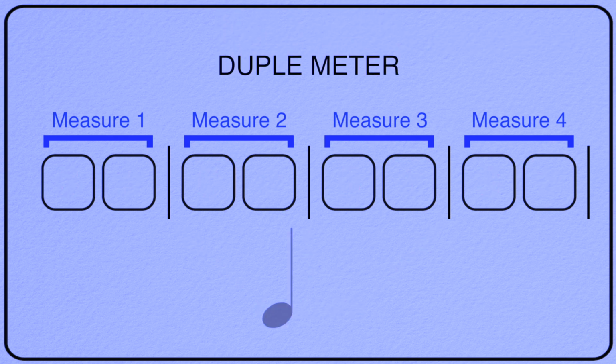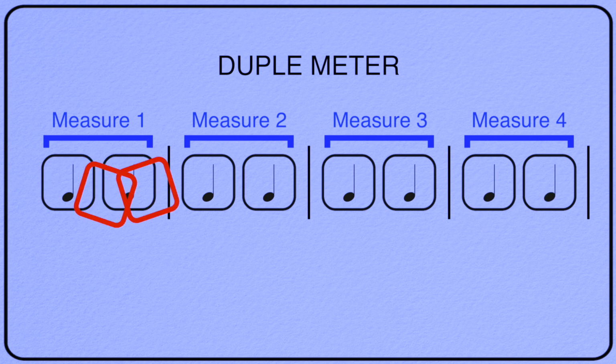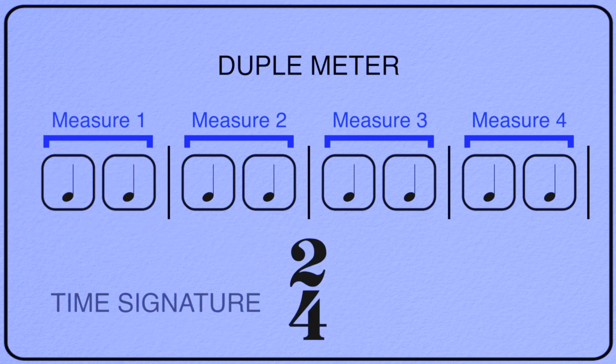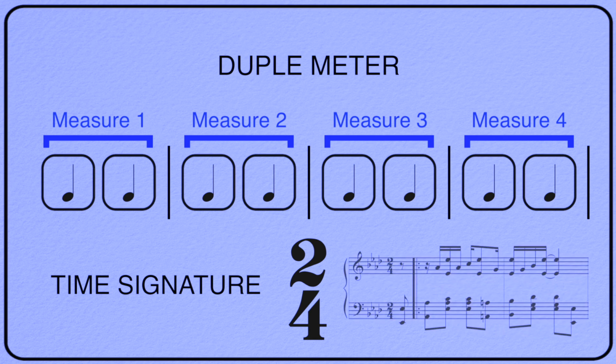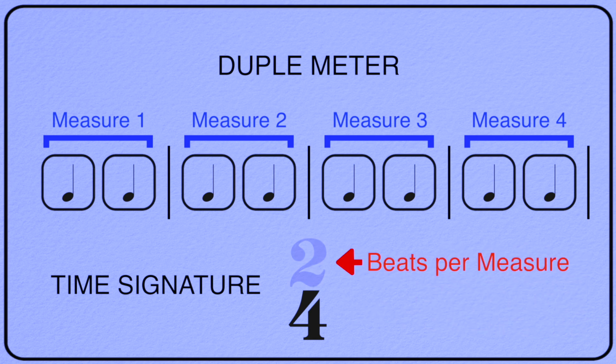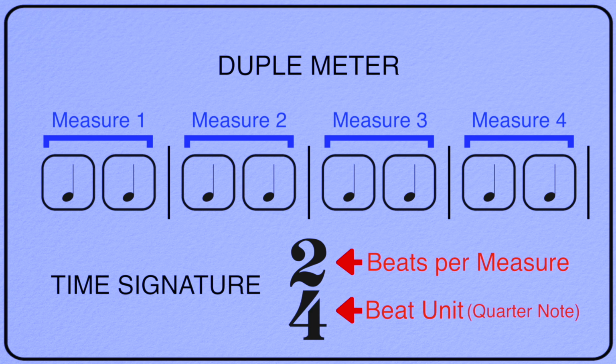Now imagine we give a quarter note to each beat. 2 beats in each measure, and the quarter note gets 1 beat. And this gives us our time signature, something you typically see at the beginning of any piece. The top number tells you how many beats are in each measure, and the bottom number tells you what note value gets 1 beat, the 4 meaning quarter note. So this is 2/4 time.